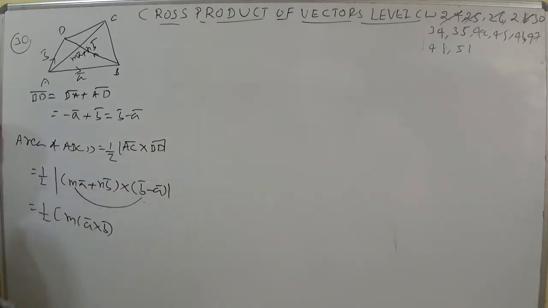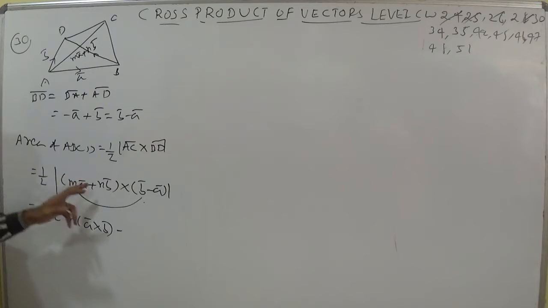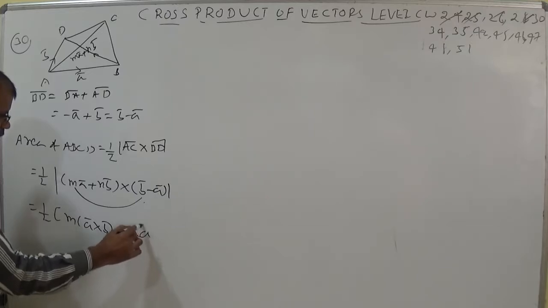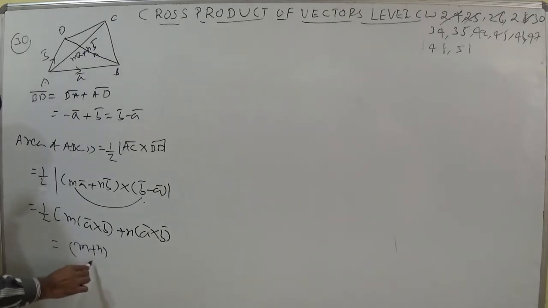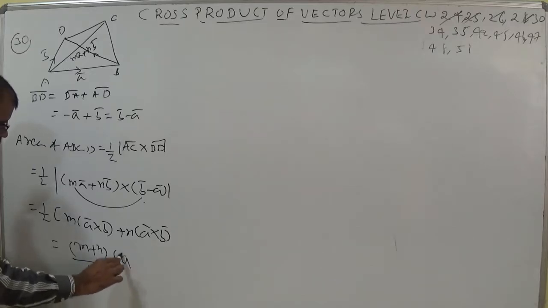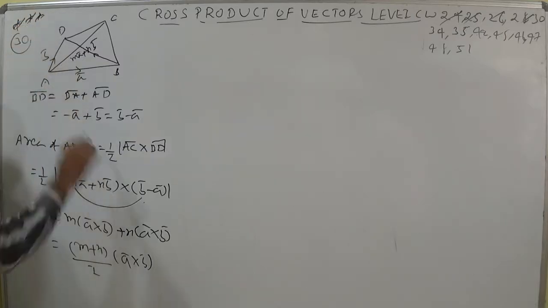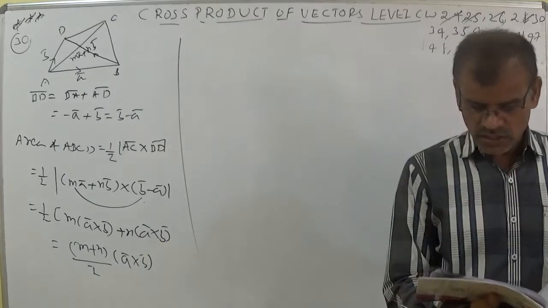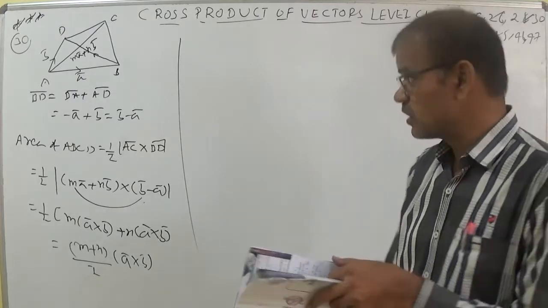Next, A cross A no need to calculate, it becomes 0. N B cross B no need to calculate, it becomes 0. Next step, minus N into B cross A. Then you can write here N into A cross B. So whenever you take A cross B as common, it becomes M plus N in a bracket: M plus N by 2 into A cross B. Remember this one as a formula. Using this formula, you can get the sums also. Remember this one as a formula. Using this one, you can calculate the 30th question, the 29th question also, and the 28th question also.